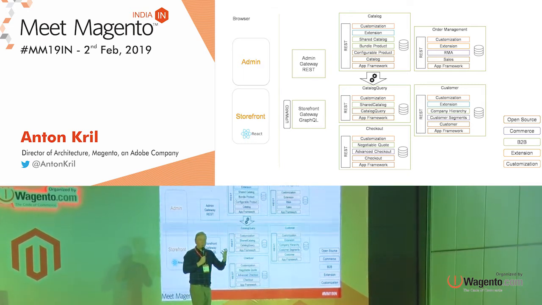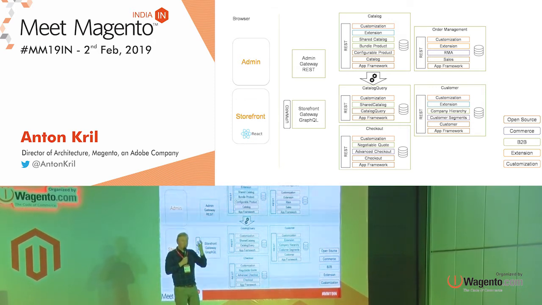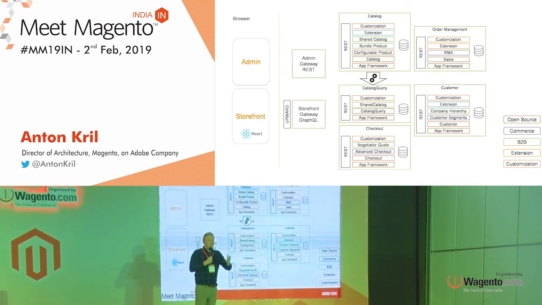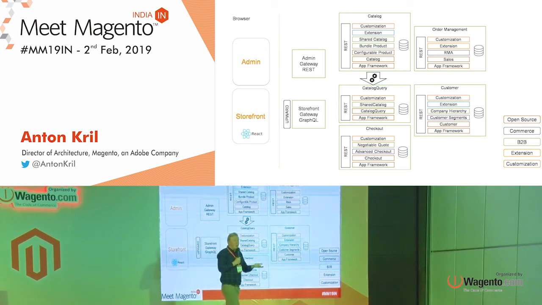You know this old concept, cattle versus pets. Your services, your instances, you should treat them as cattle. If they misbehave, you don't give them names, you just give them numbers, and if you need to redeploy something, you just kill the old service and deploy a new instance. How can you do that? If your instance of Magento is containerized and deployed in an environment that understands containers.